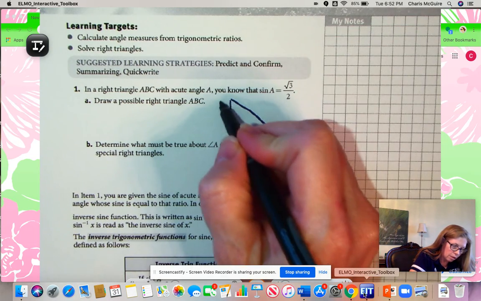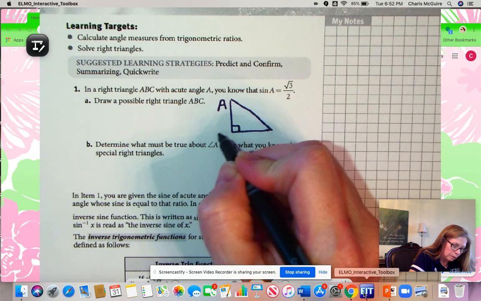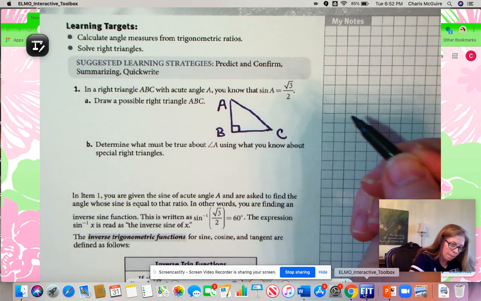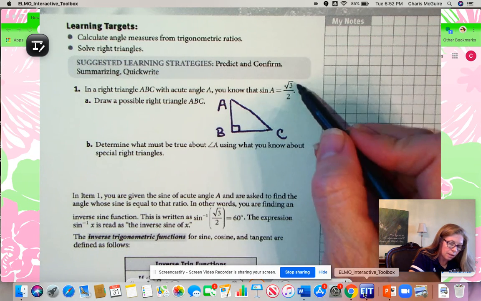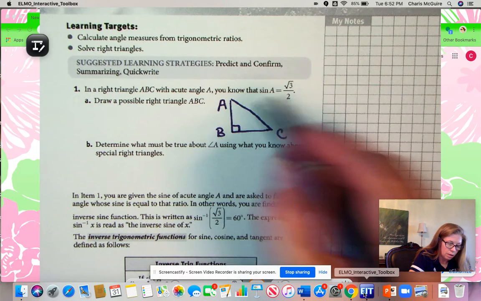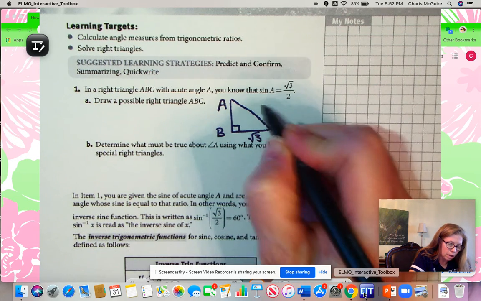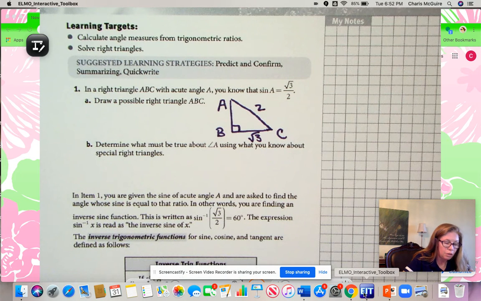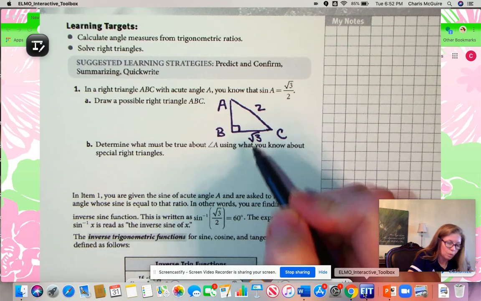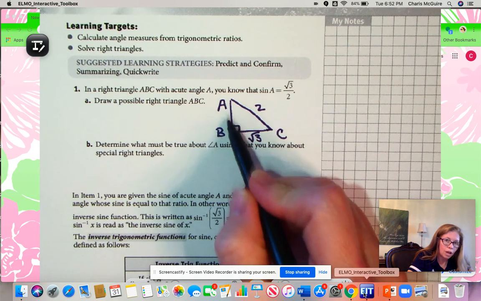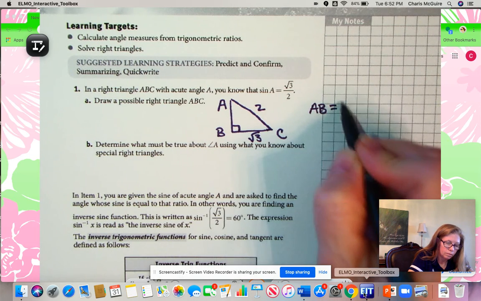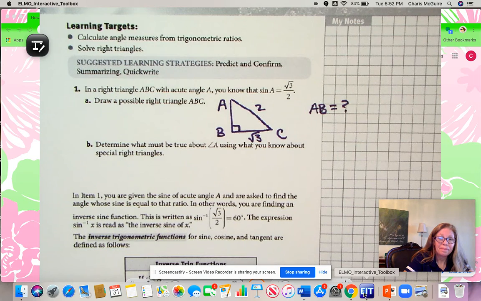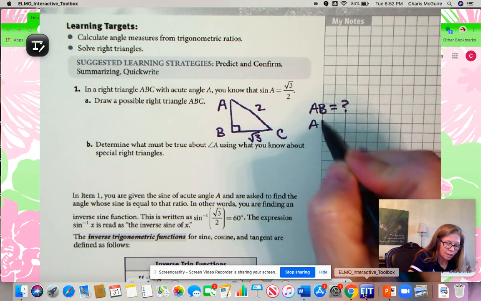But we know acute angle A, so it'd be A, let's go BC this direction. And we know that sine of A would be the opposite over the hypotenuse. So this would be the square root of 3 over 2. And you might be looking at that and saying, hey, I know those, right? If this is the square root of 3 and this is 2, this side AB should be what? Hopefully you said AB should equal 1.